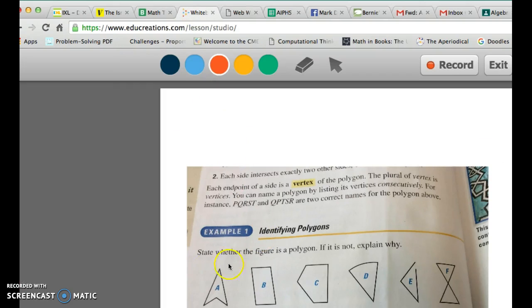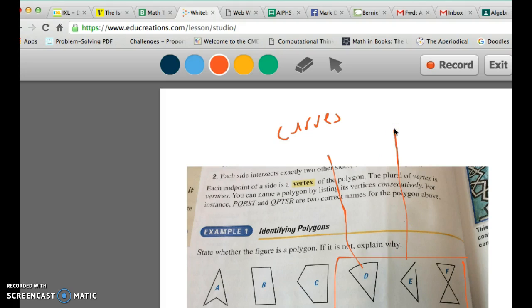So the first example, it says, state whether the figure is a polygon. If not, explain why. Okay, polygon, polygon, polygon, not a polygon, not a polygon, not a polygon. Why would these not be polygons? Well, a polygon is made up of all segments, and this has a side that is not a segment, it's a curve. So curves cannot be part of a polygon.